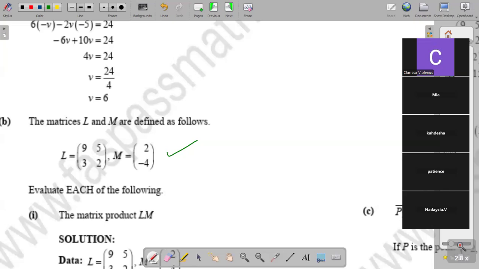Good. Your answer will be a 2 by 2 matrix, but you have to actually work it out for me. Just post your answer. I want to see something.